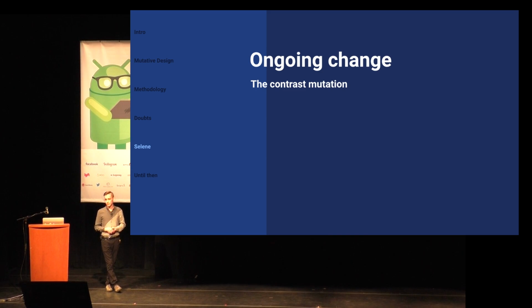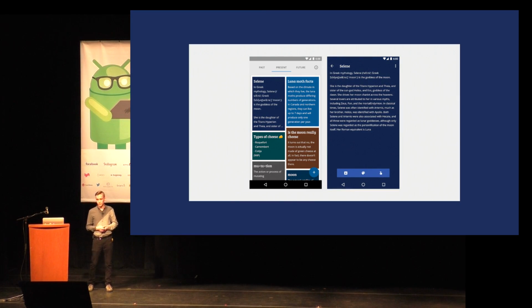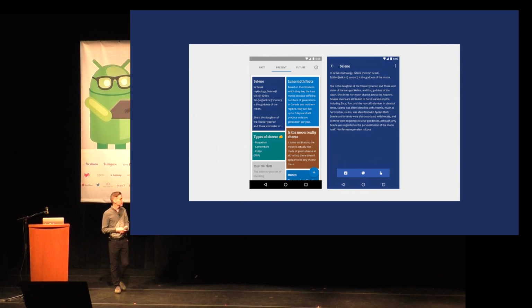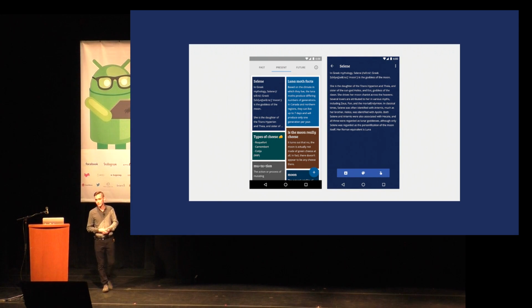The contrast mutation, basically, I'll show you, not a live demo, though you can see a live demo if you want to after the talk. Is this. So as you move into brighter lighting conditions, the note contrast will automatically increase according to how bright the light is, essentially.